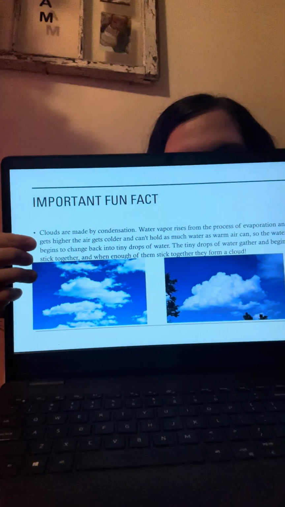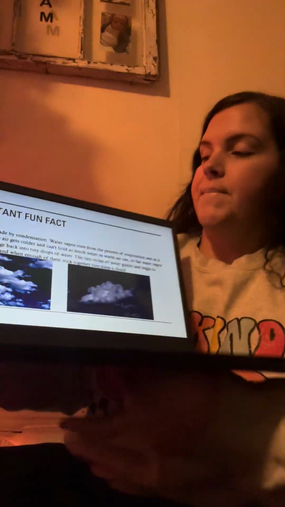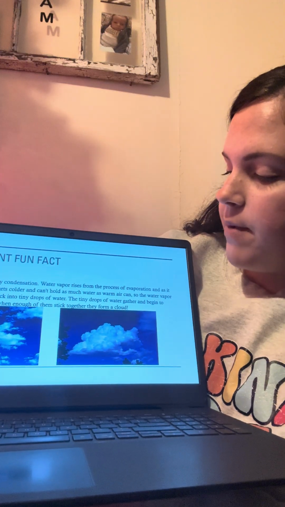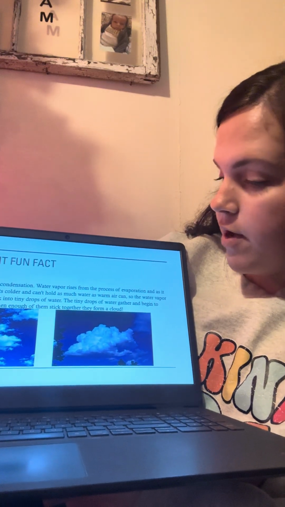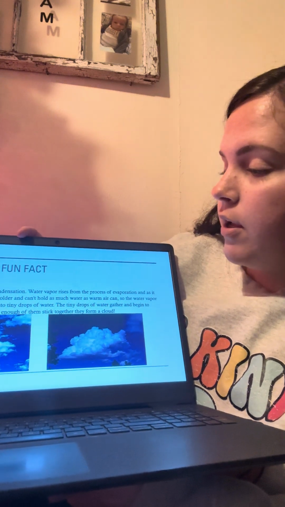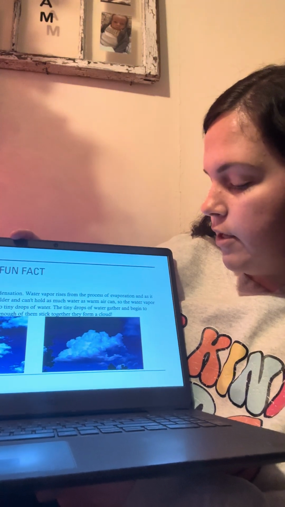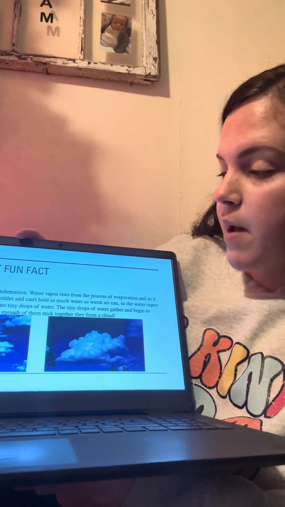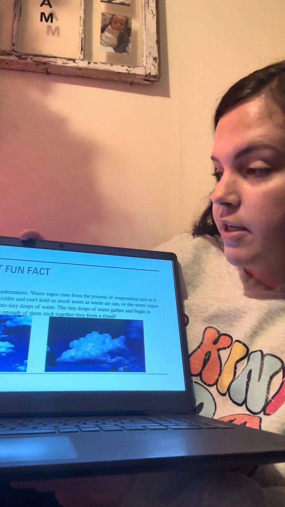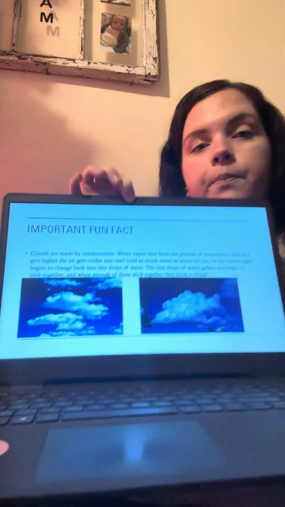An important fun fact. Clouds are made by condensation. Water vapor rises from the process of evaporation, and as it gets higher in the air, it gets colder and can't hold as much water as warm air can. So the water vapor begins to change back into tiny drops of water. The tiny drops of water gather and begin to stick together, and when enough of them stick together, they form a cloud.